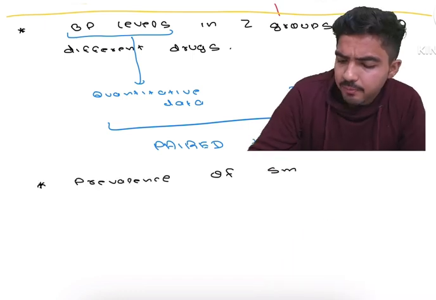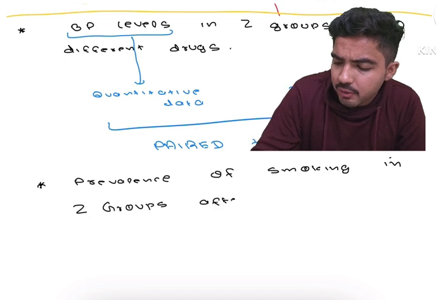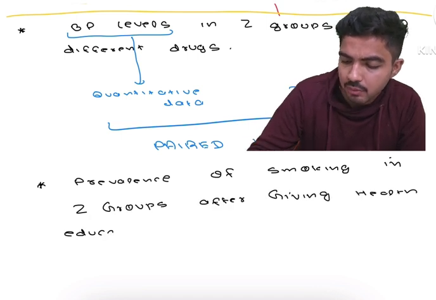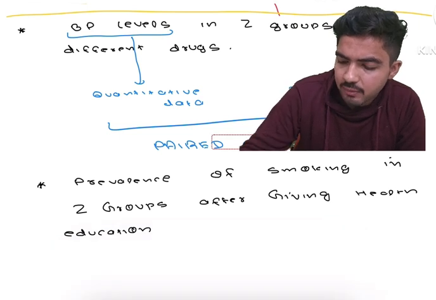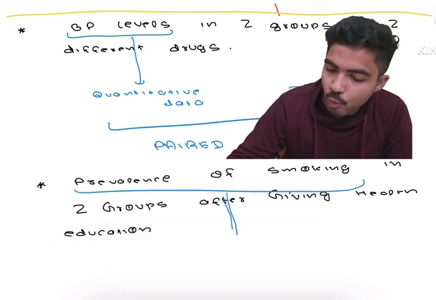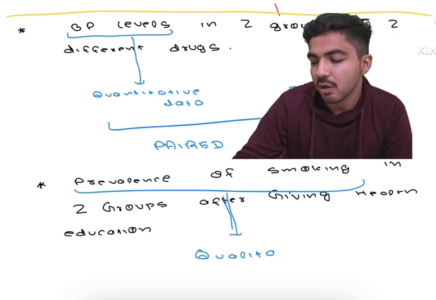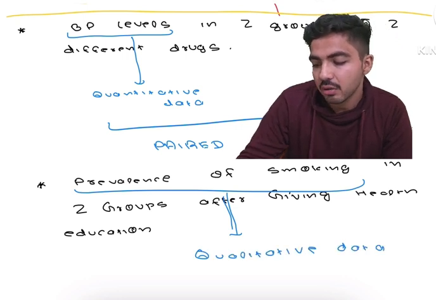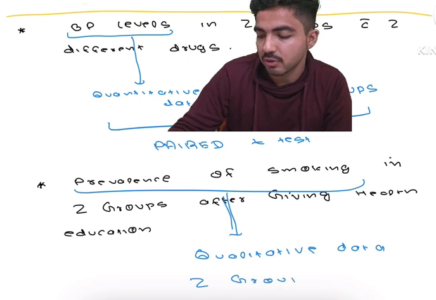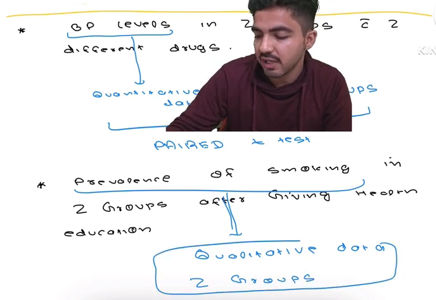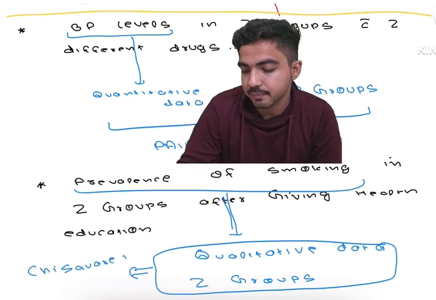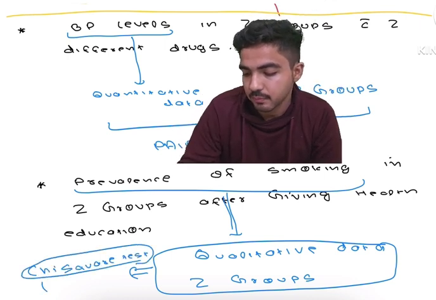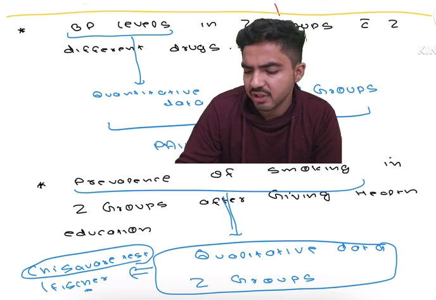Prevalence of smoking in two groups after giving health education. So the prevalence of smoking is very clearly a qualitative data. There are two groups. Very good. So the test which I have to use is chi-square test or Fisher exact test depending on the sample size.